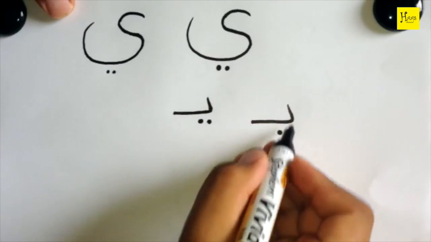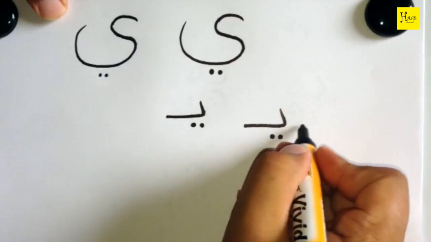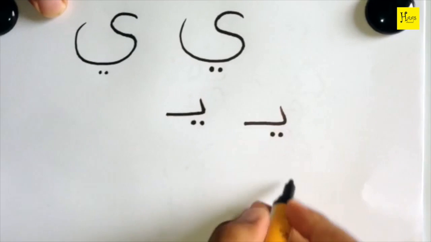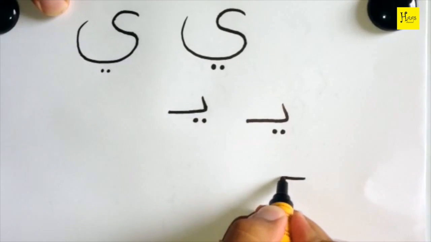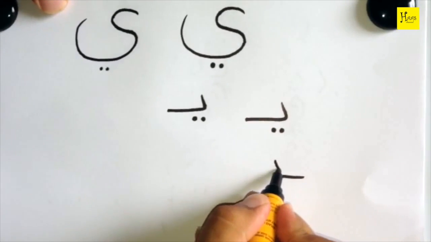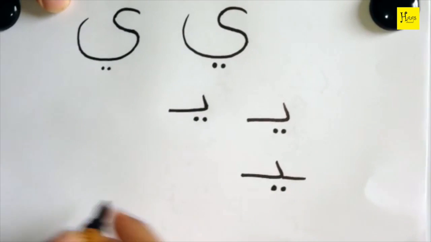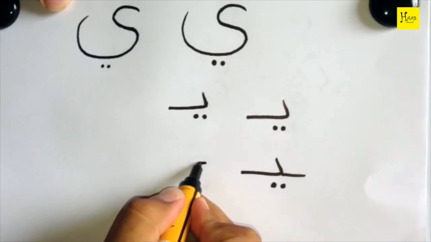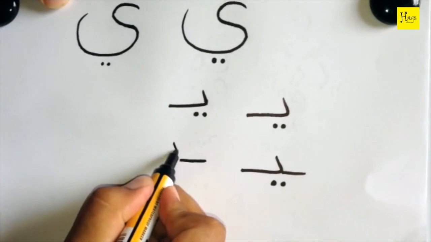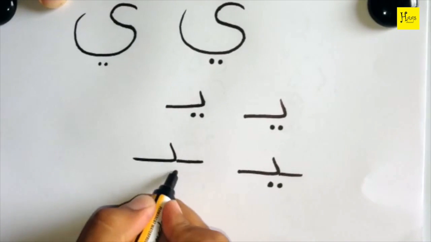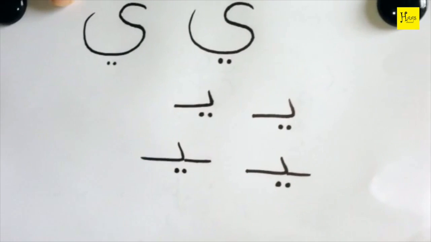Now the medial position for Ya, the same as the initial but with the connection line. So we start here with a connection line, and then we draw. I will repeat it with a connection.